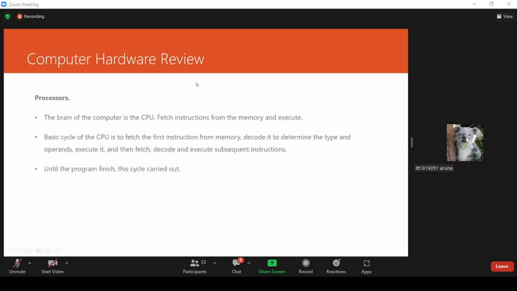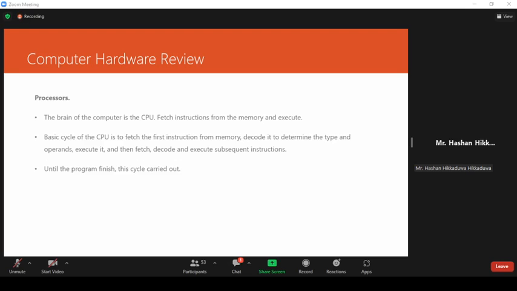Then processors, right? The brain of the computer is the CPU, the central processing unit. It fetches instructions from the memory and executes them. The basic cycle of the CPU is to fetch the first instruction from memory, decode it to determine type and operands, execute it, and then fetch, decode, and execute subsequent instructions.